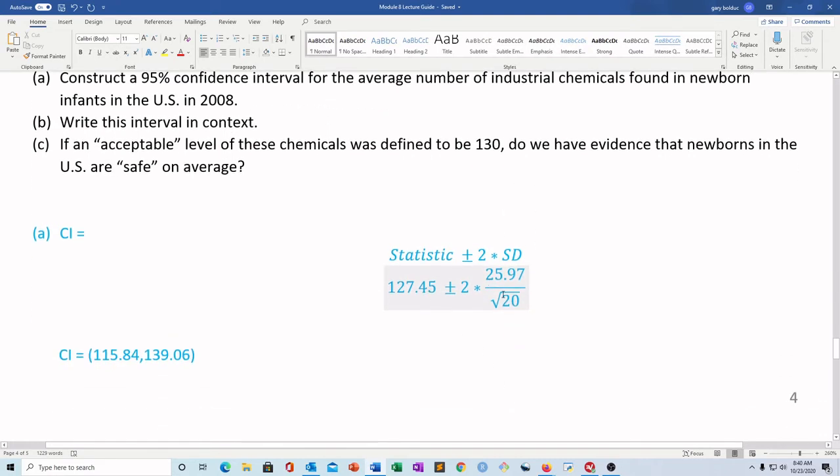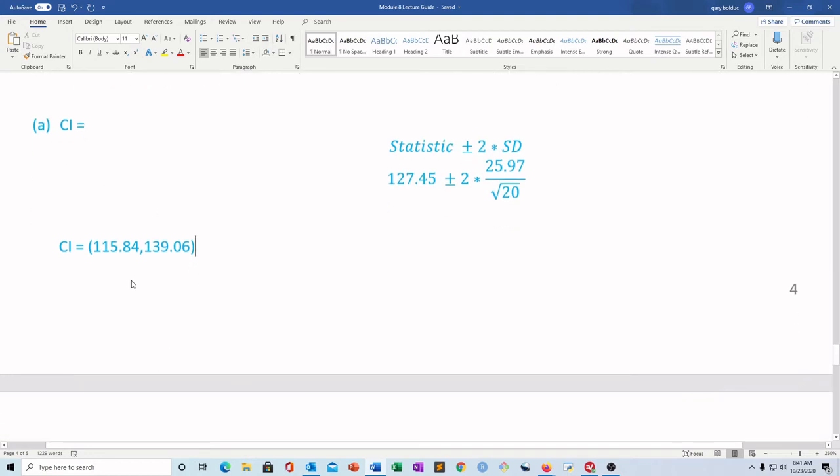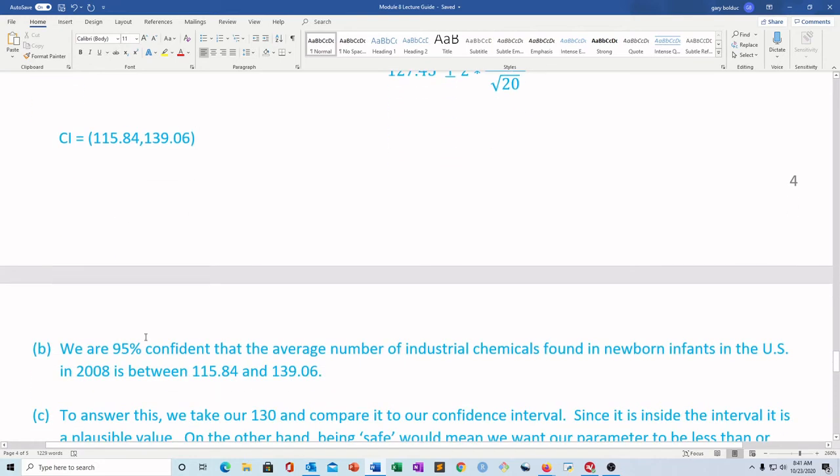So I type this into my calculator. I add to get this bigger number. I subtract to get this smaller number. Okay. Once I've done that, I've got my confidence interval, and I can talk about what this confidence interval means. So let's do that in B. We are 95% confident, because again, this was a 95% confidence interval, that the average number of industrial chemicals found in newborn infants in the U.S. in 2008 is between smaller number and bigger number.